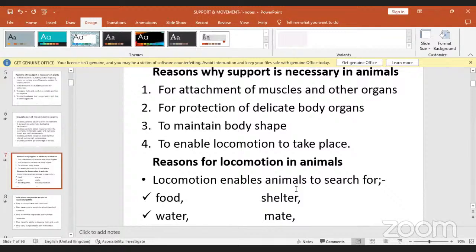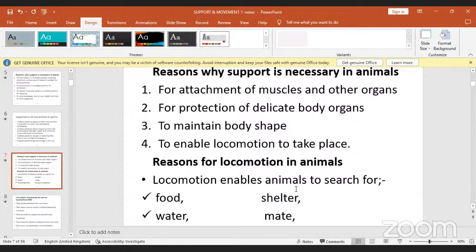We need a support structure to protect delicate organs. For example, in human beings, we have organs like the heart, the lungs, the brain, the eyes, and they need protection. And we have the skeleton, for example, in us to offer protection for these organs.